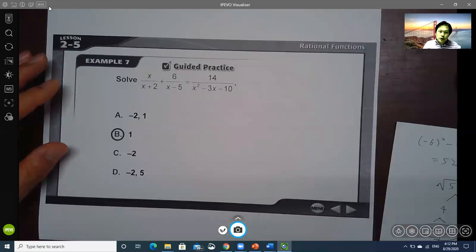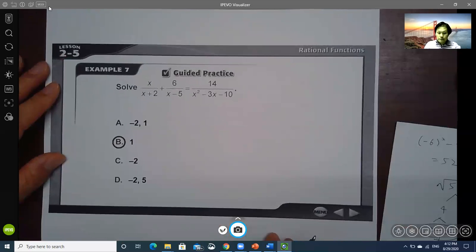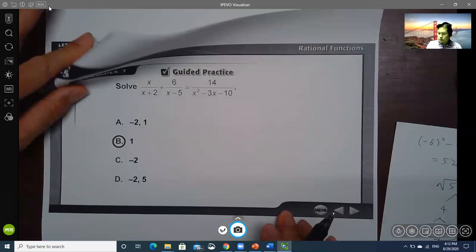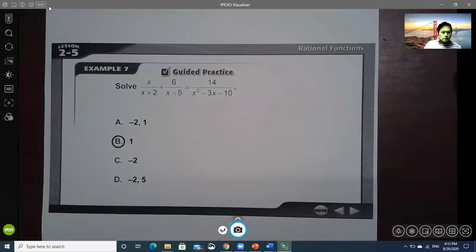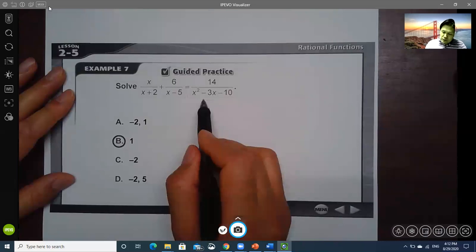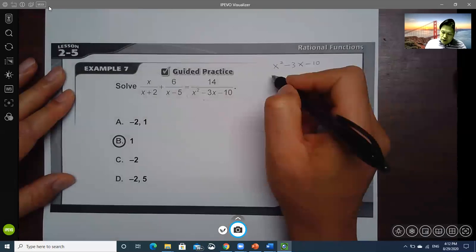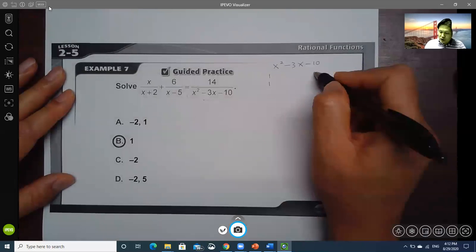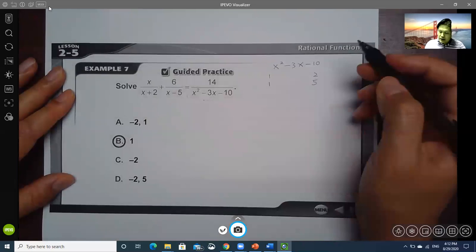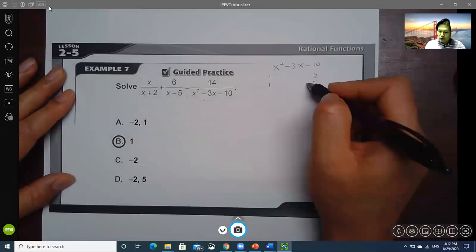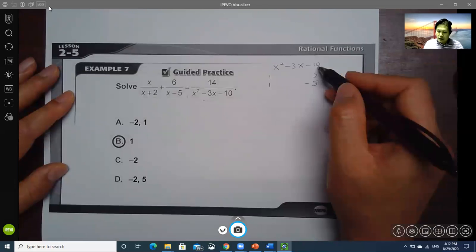Please pause the video. You try. First thing you will have to do is factor this denominator. So x squared minus 3x minus 10. 1 times 1 makes 1. 2 times 5, I need minus 10. So you're going to put minus here. 2 times minus 5 makes minus 10.